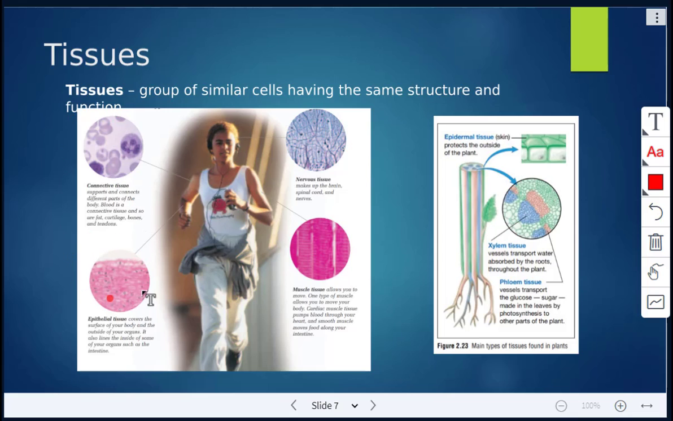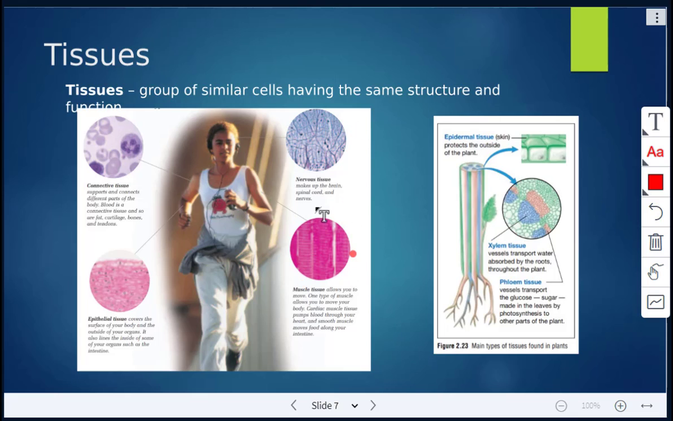Next we have epithelial tissue. This type of tissue covers the surface of the body as well as the outside of the organs. It also lines the inside of some of our organs, such as our intestines. All right, so that is epithelial tissue. Next is nervous tissue. This makes up the brain, the spinal cord, and our nerves.